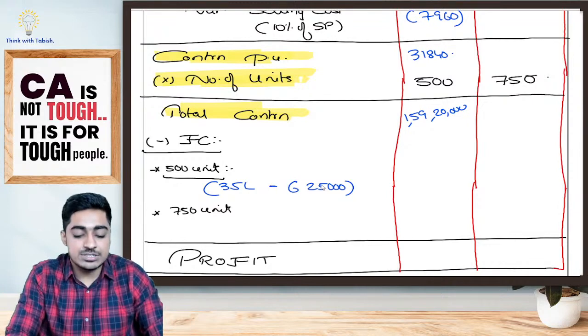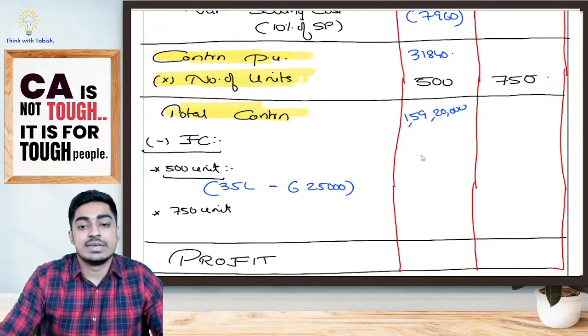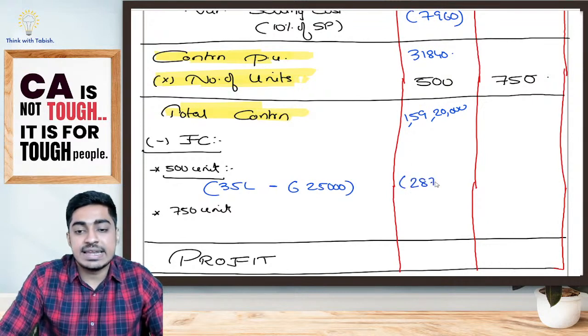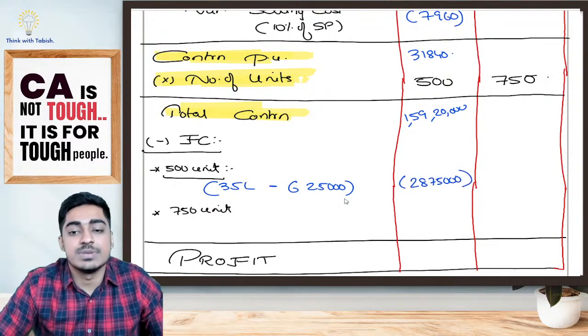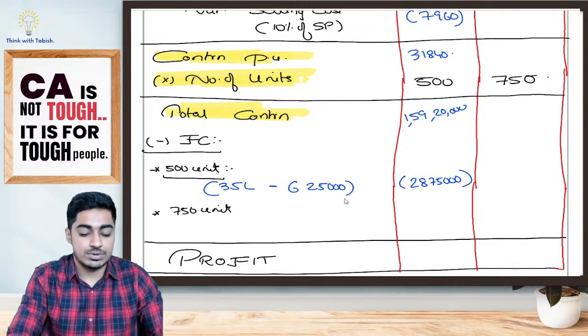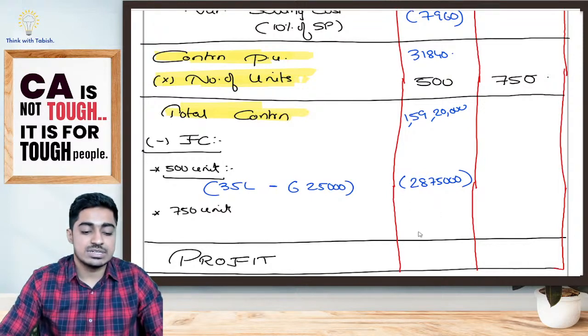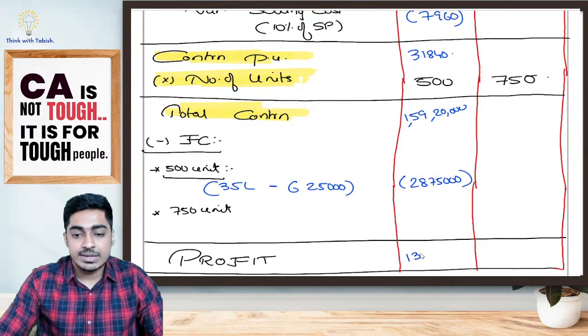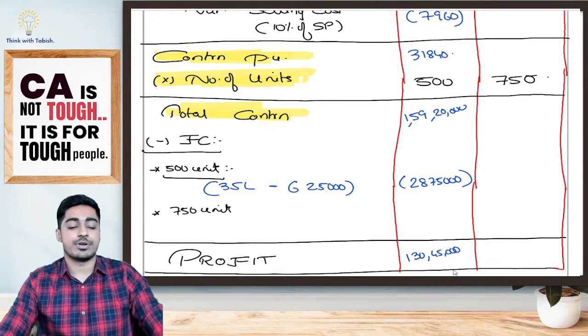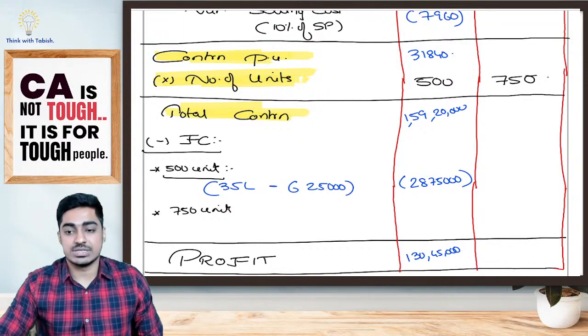What is the net fixed cost, students? 35 lakh minus 6,25,000 is 28,75,000. So 1 crore 59 lakh 20,000 minus 28,75,000 is 1 crore 30 lakh 45,000 rupees, which will be my profit. Is it clear, students?